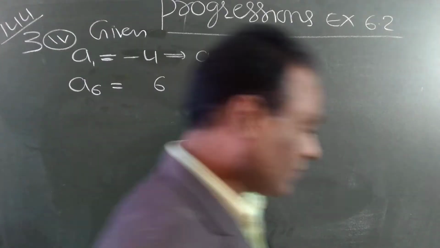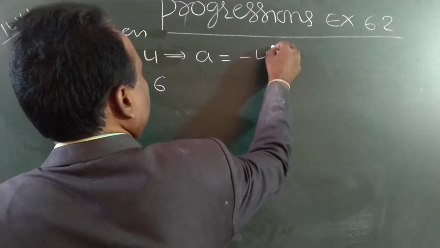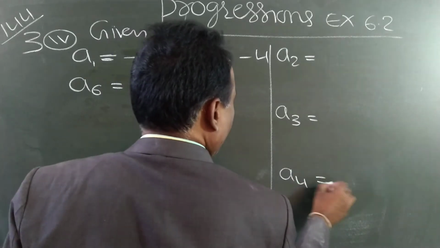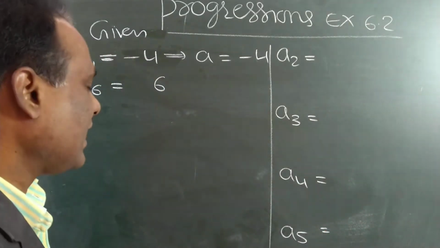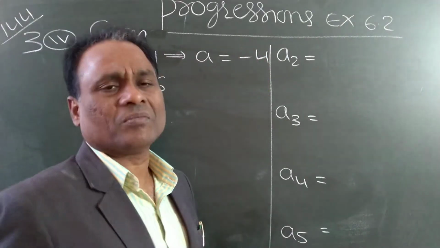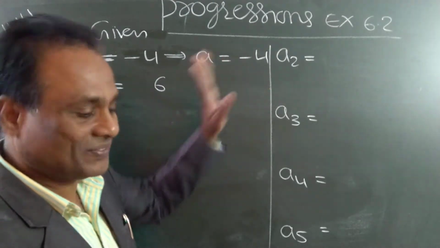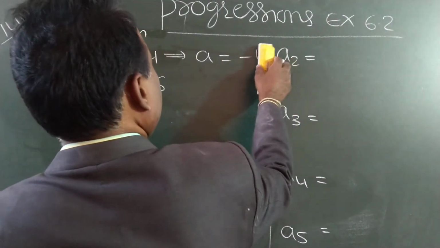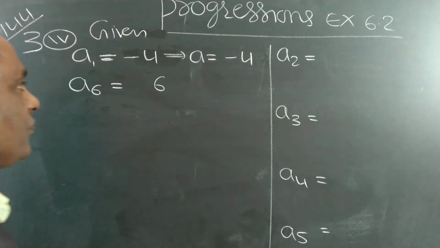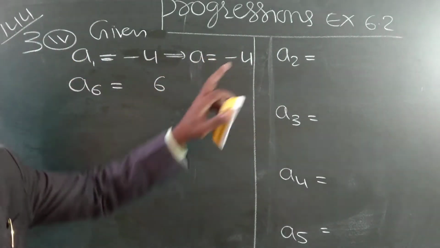Next, the question is, find A1, A2, A3, A4, A5. To find any term, we require A and D. A and D. A is here. A is given. A is minus 4. We require D value.